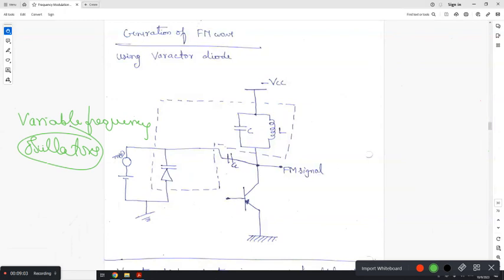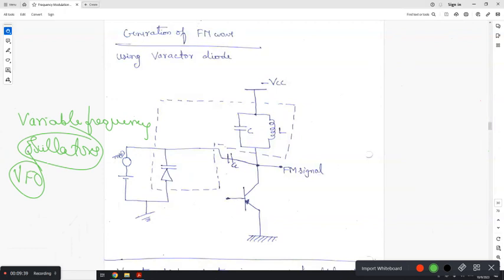Now, in the context of frequency modulation generation, you're going to generate oscillations, and those oscillations vary according to the input voltage. That is called a variable frequency oscillator. We call it a VFO, variable frequency oscillator.